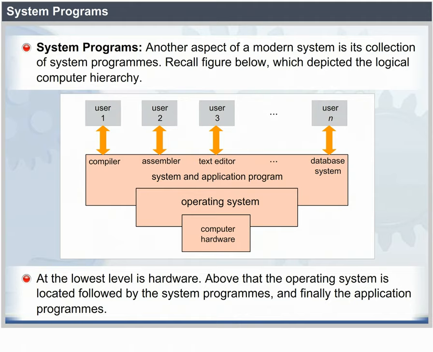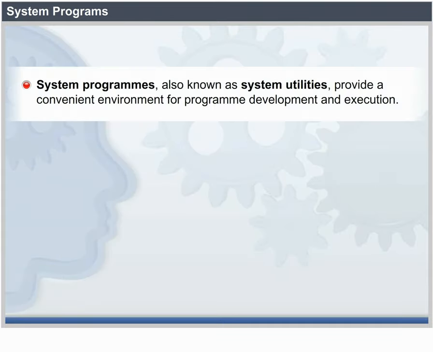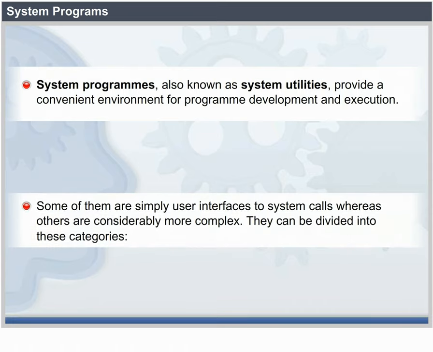System programs, also known as system utilities, provide a convenient environment for program development and execution. Some of them can simply use interfaces to system calls. Others are considerably more complex. They can be divided into these categories.